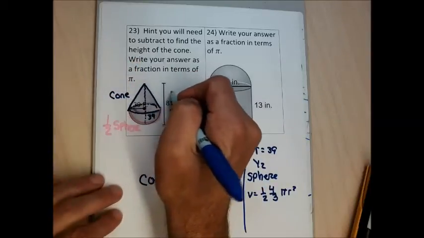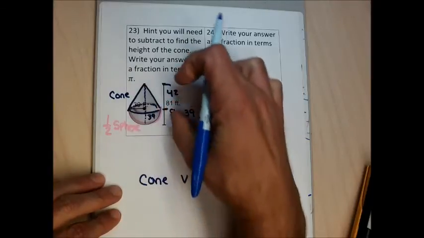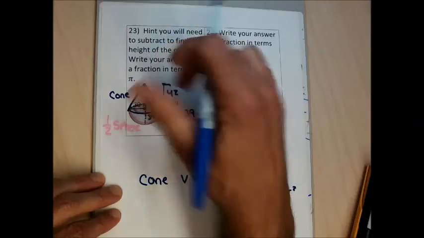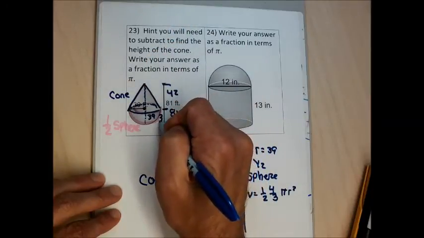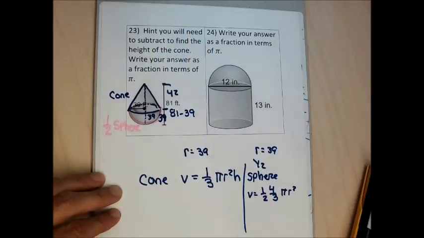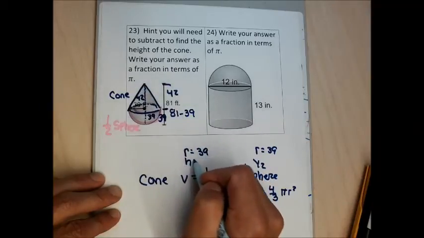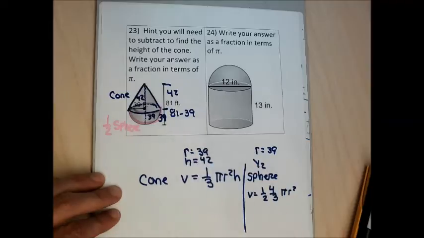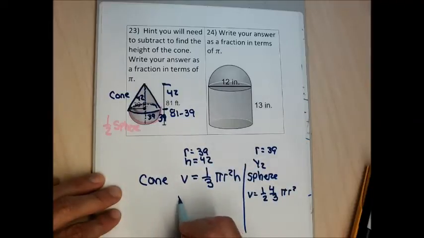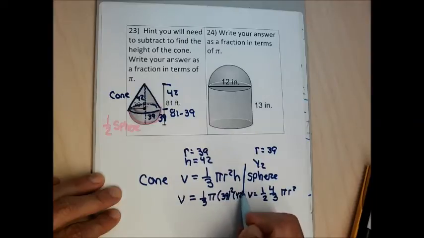So this 81 feet is broken up into two segments. You have 42 feet from the top of the cone to the start of the sphere, and then 39 more feet inside the sphere. So the 81 feet is broken up into two different pieces, and I only need the 42 part. The height for yours is going to be the 42 feet. So when I go to find the volume of the cone, the volume is going to be 1/3 times pi times 39 squared times 42.